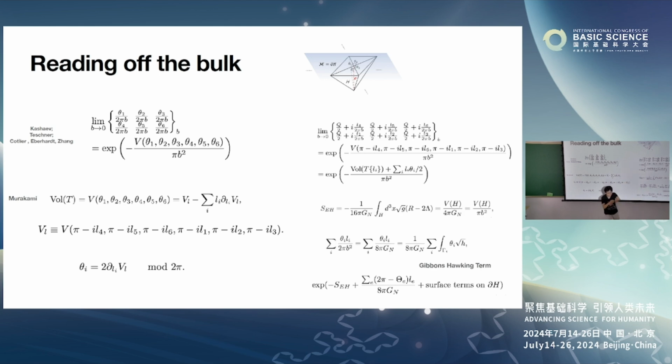Am I over time? Let me end this quickly. I'm so sorry. So now, volume of a tetrahedron. Remember that the integral of the Ricci scalar minus the cosmological constant is also related to the volume of this hyperbolic space. And so this object here, I can replace it basically by the integral over the Ricci scalar minus 2 lambda.